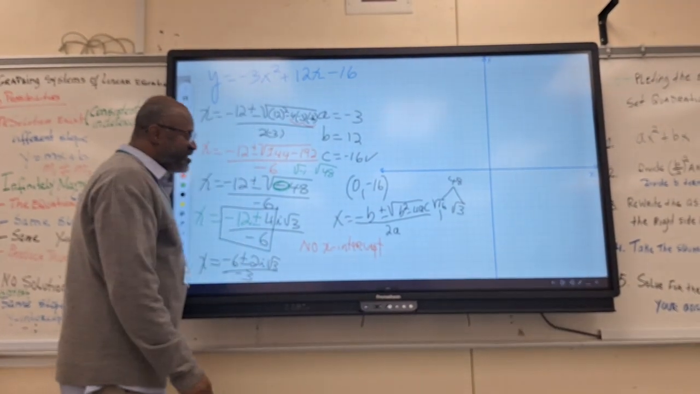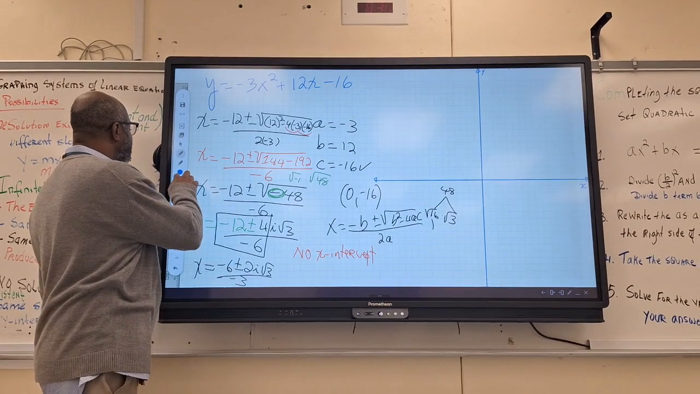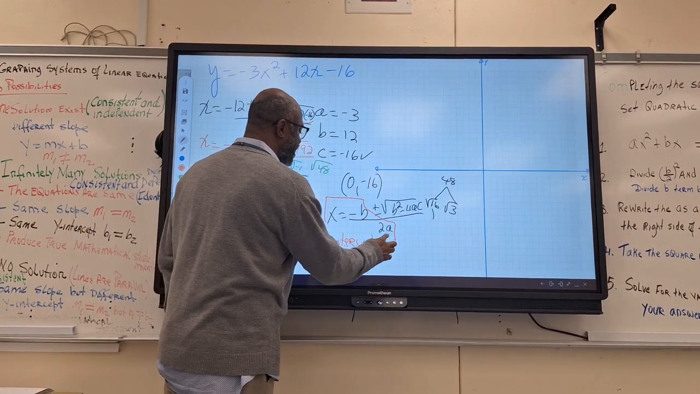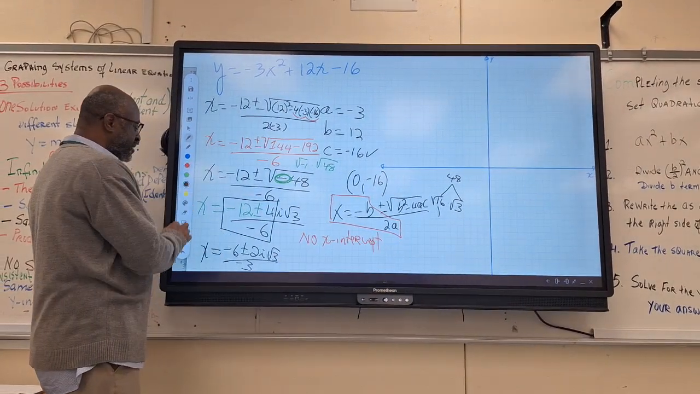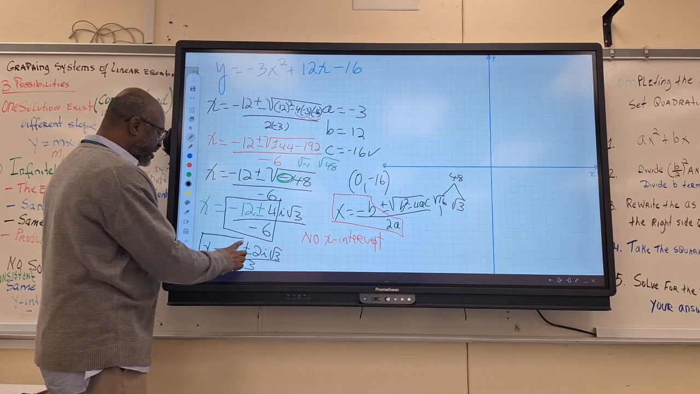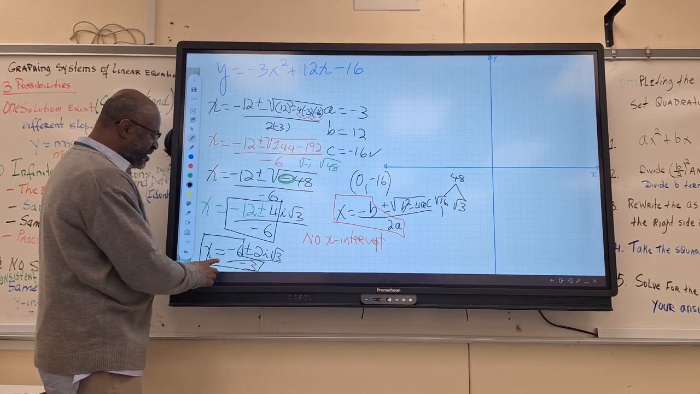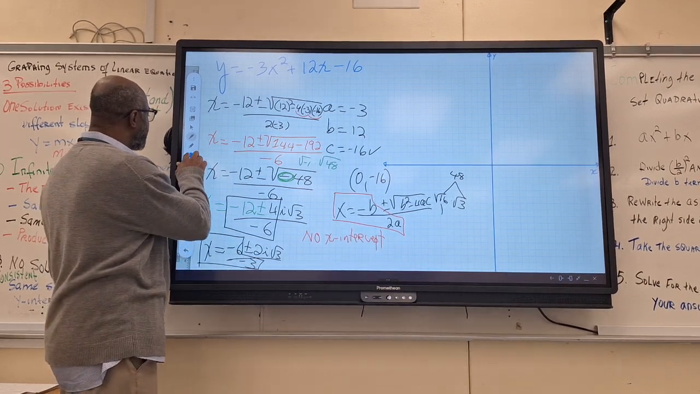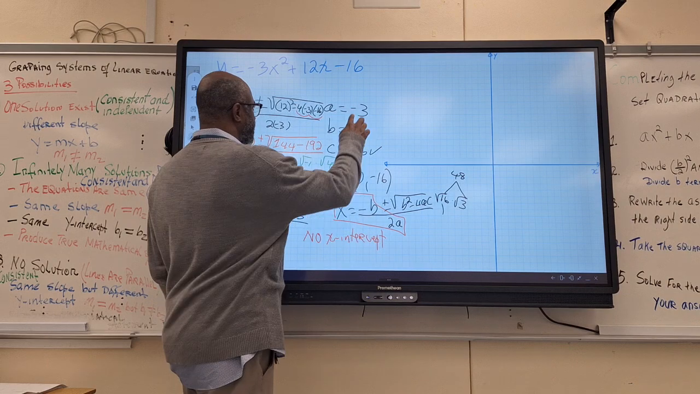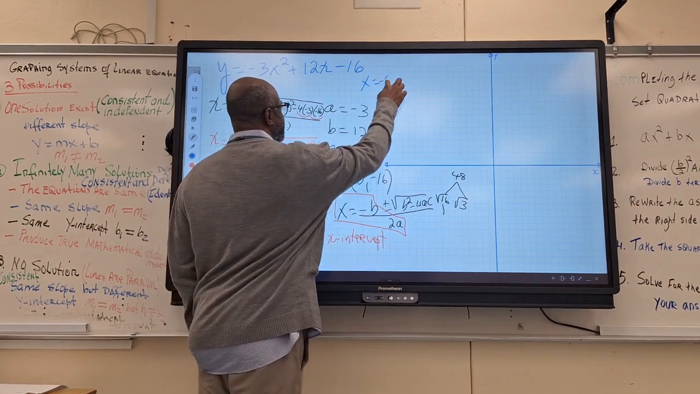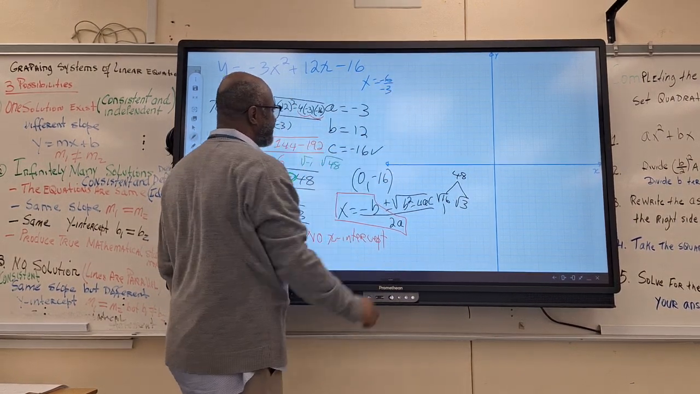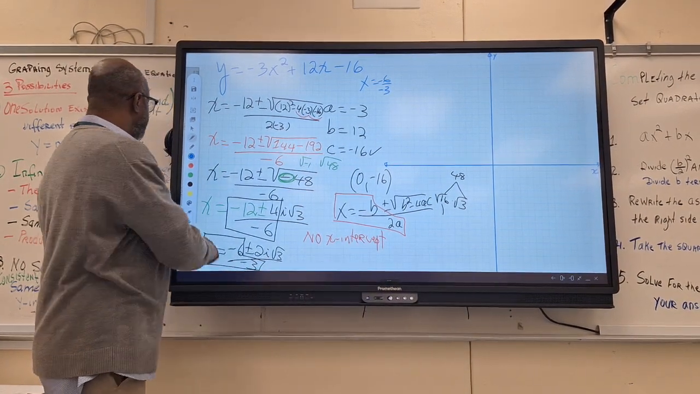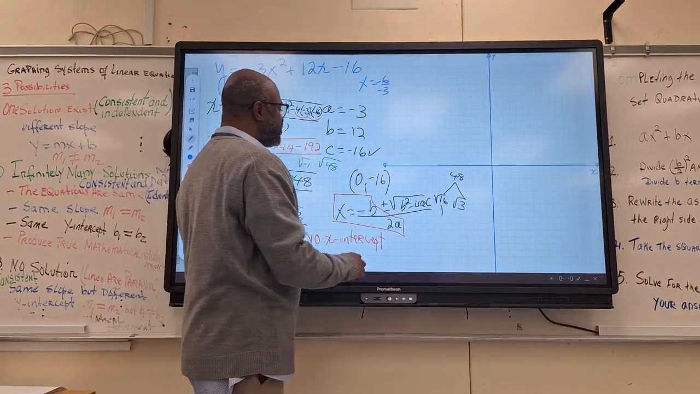Now I only need to find the vertex. My vertex is minus b over 2a from the quadratic formula. I can fish it out from there. This is my axis of symmetry. X will be minus 6 over negative 3. What is minus 6 over negative 3? 2. So the x coordinate of the vertex is 2.